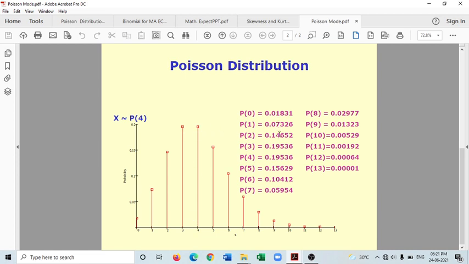In the probabilities listed here, it is 0.19536 and 0.19536, which are the probabilities at 3 and 4. We see that the probabilities at 3 and 4 are the same, and they are the highest among these probabilities. So at 3 and 4 the highest probability occurs. That's why the graph has the highest probabilities here, and this is a case of bimodal. So Poisson distribution may be unimodal or bimodal. That's about the mode of Poisson distribution.